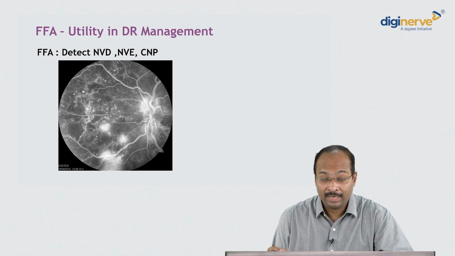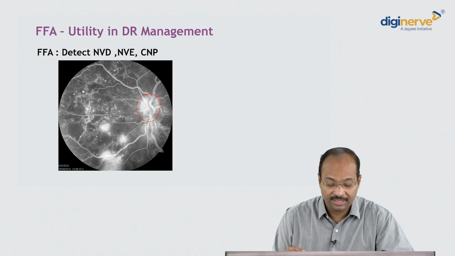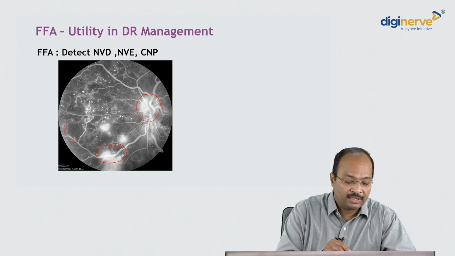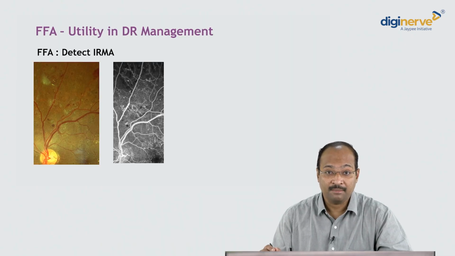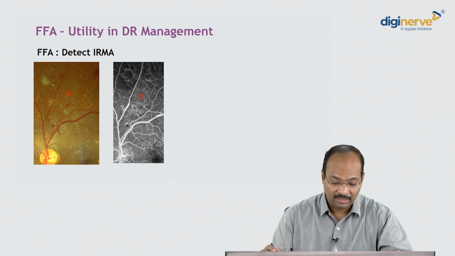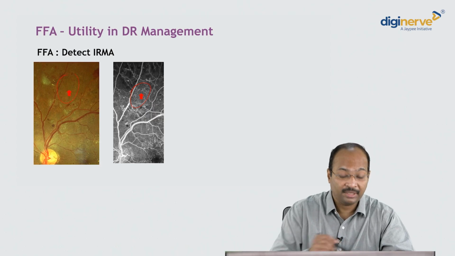So it can also help you detect both neovascularization of the disc, NVD, as well as neovascularization elsewhere, as well as map out areas of capillary non-perfusion, as you can see here. So the fluorescein angiogram also helps us, importantly, detect intraretinal microvascular anomalies like this, and it's seen far better than on the clinical picture.